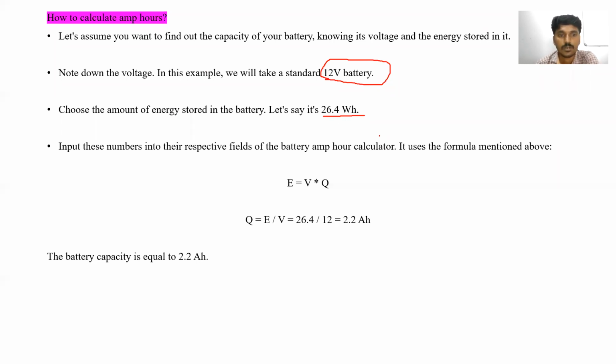Okay, how can we find out the battery capacity? We know the formula: E is equal to V into, what is the formula? Can anyone tell me what the formula is for finding the energy stored in the battery? E is equal to V into, please tell me. Is my voice audible? Anyone?